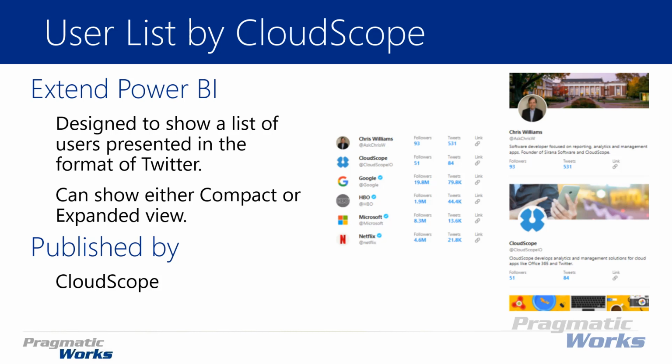Now it's really formatted for Twitter, but you don't necessarily have to have Twitter data in it. You can pull any kind of data you want and still be able to present it in this format if you desire to make it look like it came from Twitter. Now, the user list by CloudScope does not actually help you connect to any Twitter data, so you are still reliant on having to go find how to get that data in some way. But that's something you should be aware of as you get into this. It will present data that's inside of your data model. It will not go find any Twitter data for you. It's purely a visual. All right, so this one, again, is developed by CloudScope.